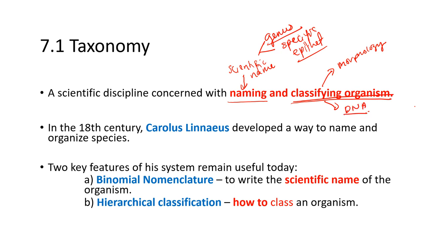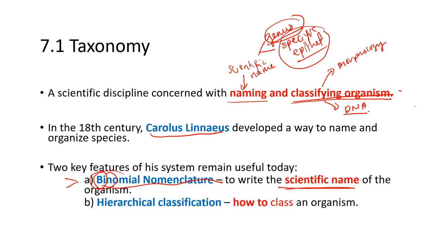In the 18th century, the scientist Carolus Linnaeus developed a way to name and organize species. Two key features of his system remain useful today. One, binomial nomenclature. Binomial means that the name consists of two names: the first one is the genus, and the second one is the specific epithet. That's why we call it binomial; usually they have two names, which are the scientific names of the organism.